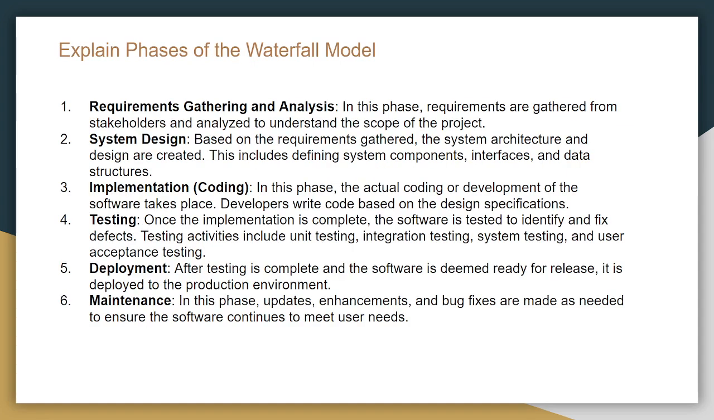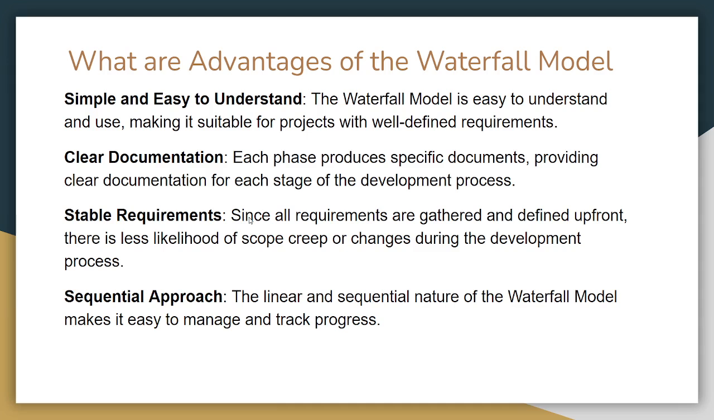Now, let's move to the next slide. Here I have also mentioned explain the phases of the waterfall model. And you can see we just discussed these phases: requirements gathering, analysis, system design, implementation, coding, testing, deployment, and maintenance. If you are working as a QA manager, you have to basically focus on the testing phase because that's the phase where QA normally does their work, testing software once the implementation coding phase is completed. What are the advantages of the waterfall model?